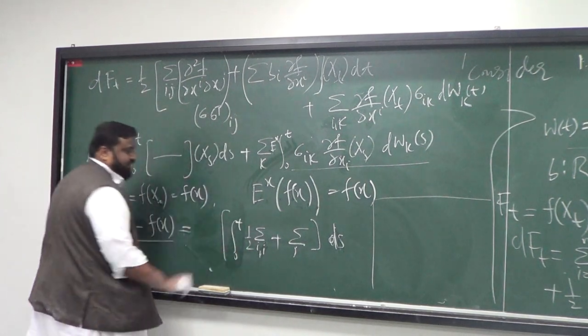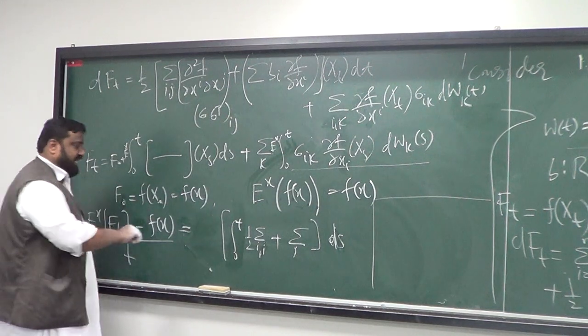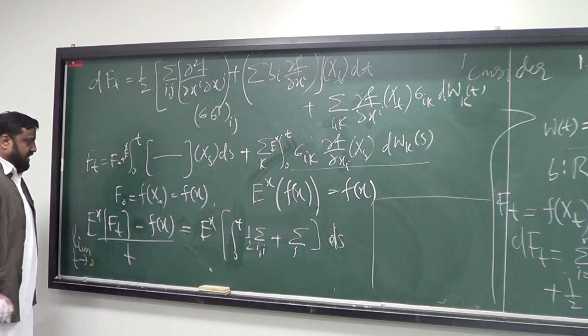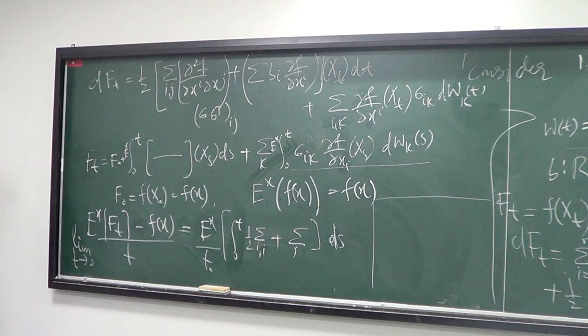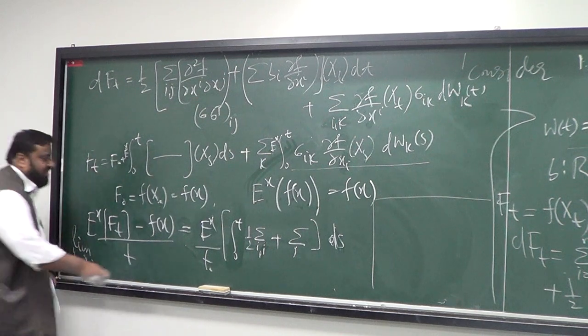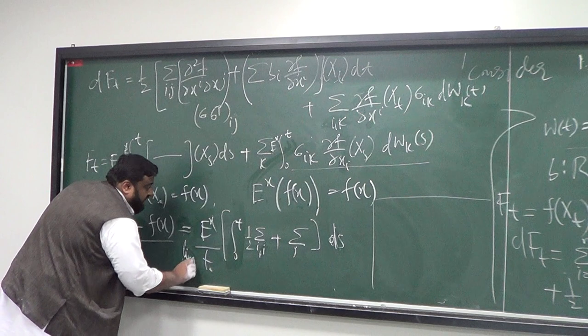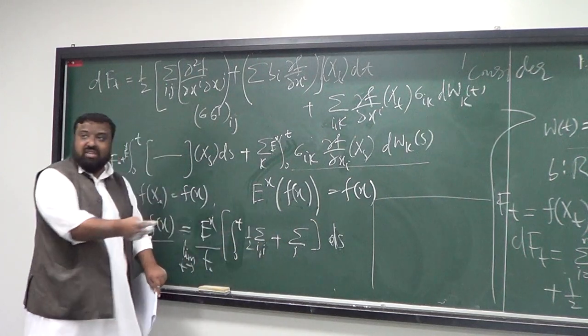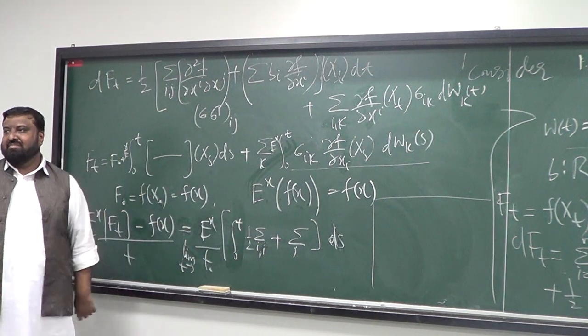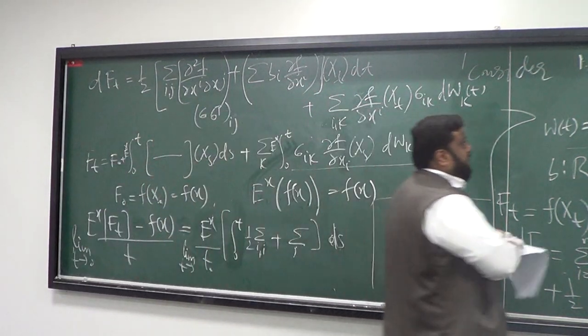So I have a 0 to t here, and ds here, and I have this E_x. And I'm saying divide this by t and let's take t to 0. This is really a situation where you are doing the differentiation under the integral sign. So this limit is really going to get rid of the integral actually. And whatever remains is your infinitesimal generator.